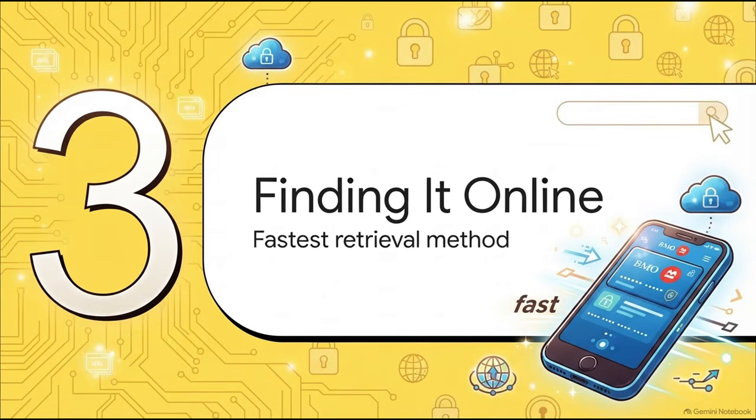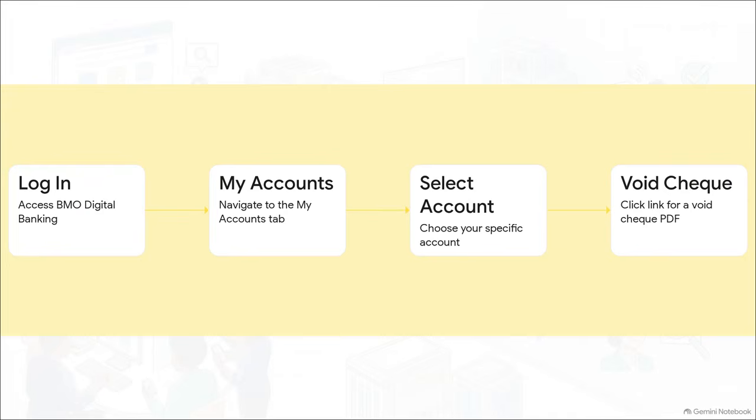Okay, now that we know exactly what we're looking for, let's move to Section 3. Finding your number online. This is for sure the fastest and most reliable way to get your details. If you're sitting at a desktop computer, the process is incredibly straightforward. First, just log into your BMO digital banking portal. Once you're on the main dashboard, navigate up to the top menu and click on My Accounts. From there, select the specific checking or savings account you actually need the numbers for.